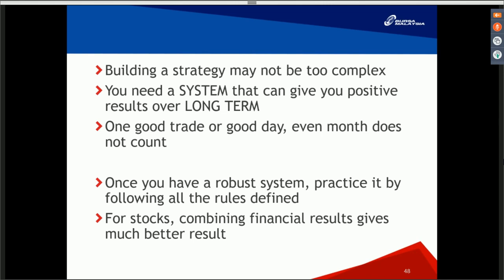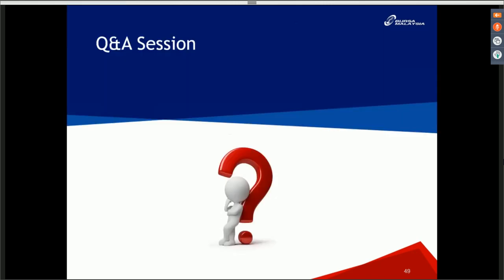Okay, so for stocks, combining with the financial results will give you much better results in terms of the money that you can make. So with this, I'll end tonight's seminar. If you have any questions about the system or the website I'm using, please, we can discuss a bit in the Q&A session. I'll pass back to Chun Sen.